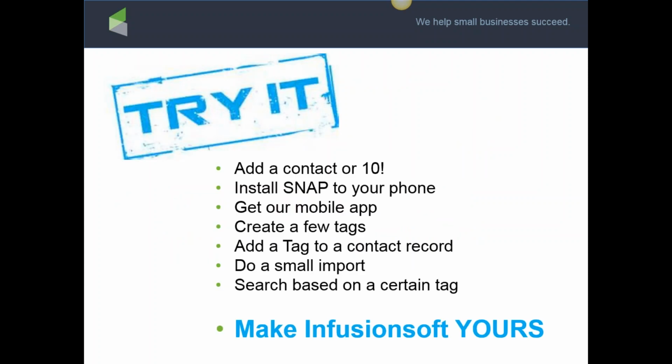And by the end of today, this is what I'd like you to try to do on your own. So adding a few contacts, Snap, if this is something you might want to use, get that installed on your phone through the mobile app. Remember, it's not separate anymore. And then create a few tags, add a tag to a contact record, do a small import, and then search based on a certain tag.